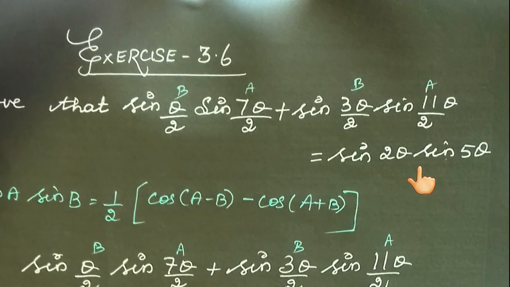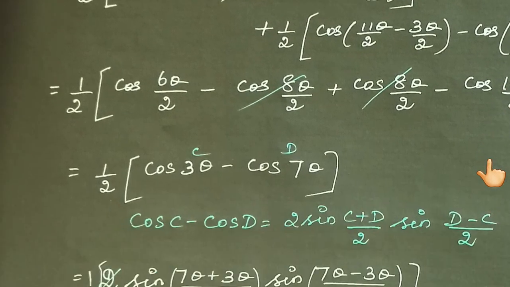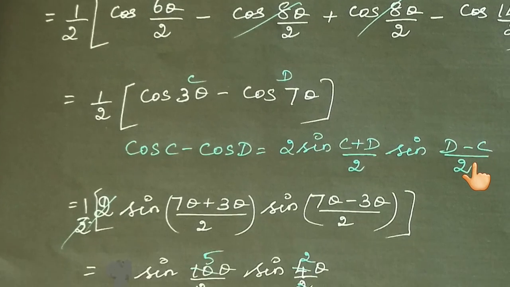See whether you got the right hand side. No. Sin 2 theta into sin 5 theta. So let us see how to proceed further. There is the cos C minus cos D formula. So we have to apply the identity cos C minus cos D, which is equal to 2 sin of C plus D by 2 into sin of D minus C by 2. This is the only identity which is not in the form of C minus D by 2. So only in this identity you will have D minus C by 2. The other 3 identities are similar, where you will have C minus D by 2.